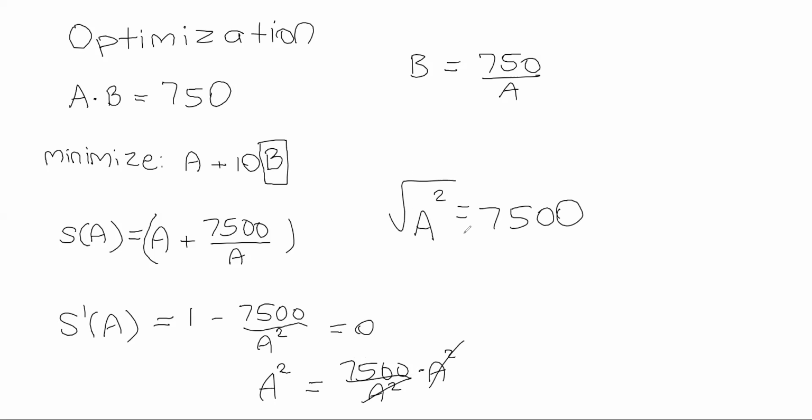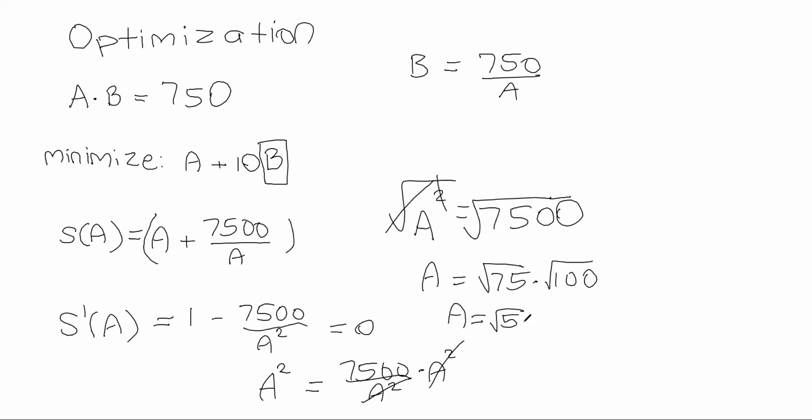And then we take the square root of both sides to find a. I want to write it like this: square root of 75 times square root of 100. Because we can write square root of 75 as square root of 25 times square root of 3, and then times square root of 100.